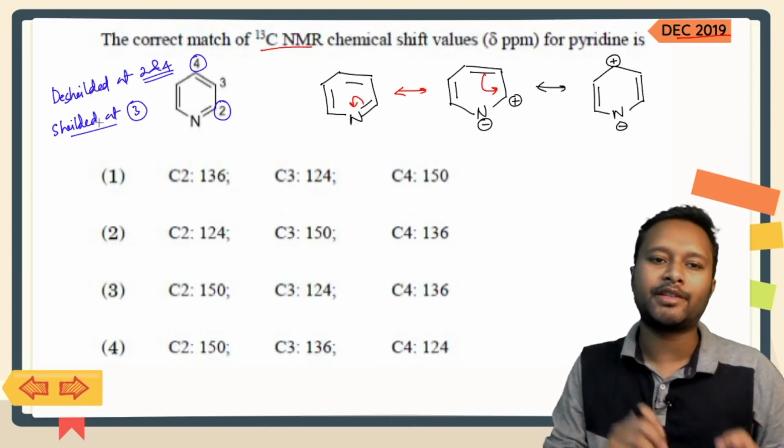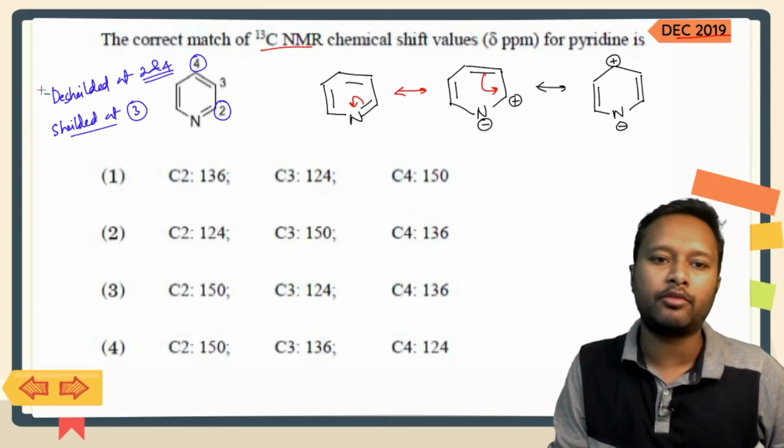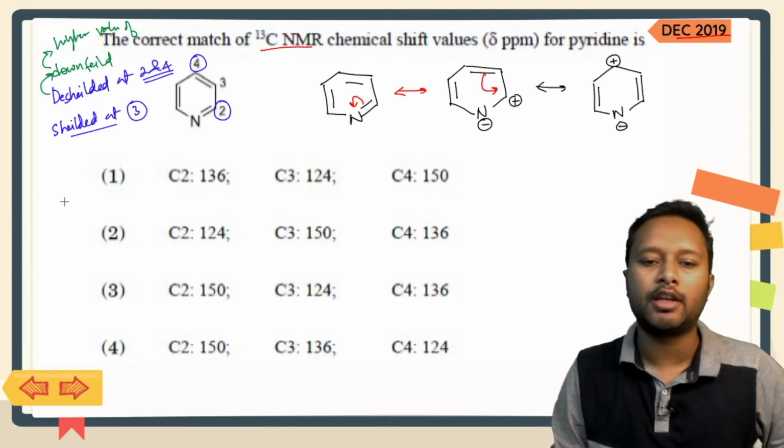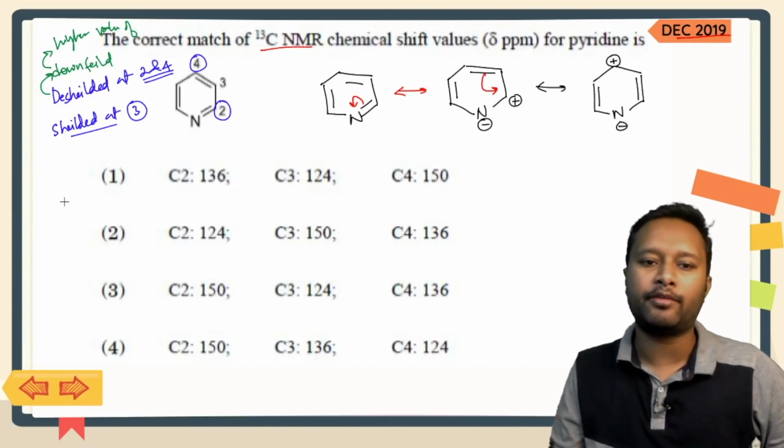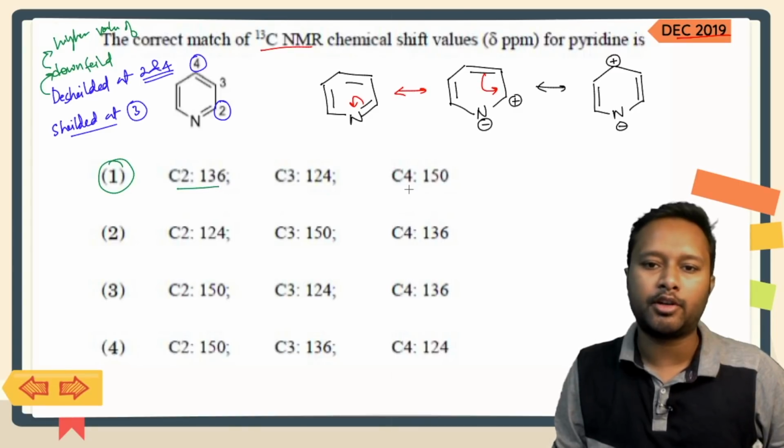Now if the hydrogen is de-shielded, it gives you a chemical shift more downfield, and if it is more downfield, that means a higher value of chemical shift. So that means at carbon number 2 and 4 you should get a higher value of chemical shift compared to the third one. So that you can see is there in option number 1. At carbon number 2 and carbon number 4 you are getting a higher value of chemical shift than the third. So you can simply cancel out your option number 2 and option number 4.